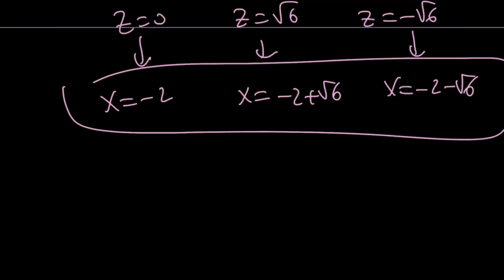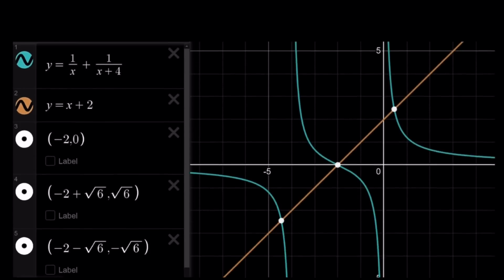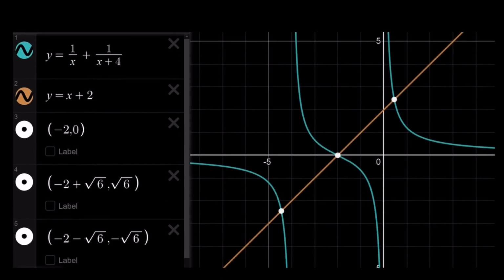And here's the graph. All right, here's our graph. Yay. So we have a rational function that has some asymptotes, kind of curves, in an interesting way, some type of symmetry, whatever. But these two intersect at 3 points. One of them is -2, 0. The other ones you already know.